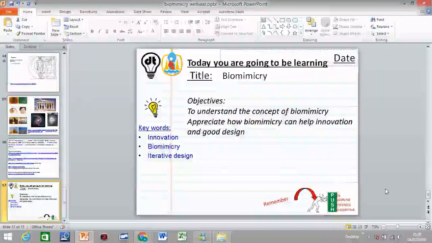So what we looked at today was the concept of biomimicry, and hopefully we begin to appreciate how biomimicry can help innovation and good design.